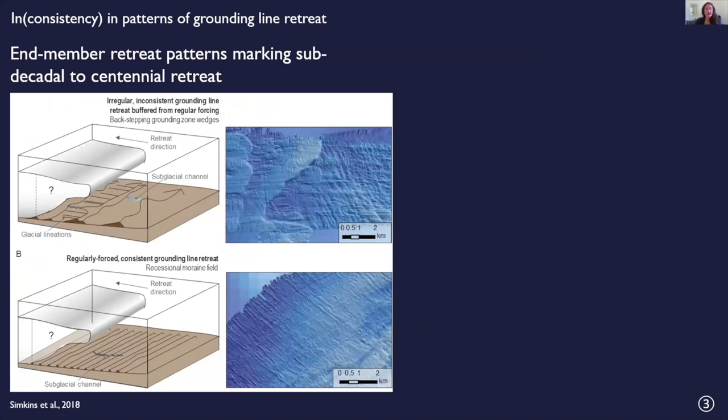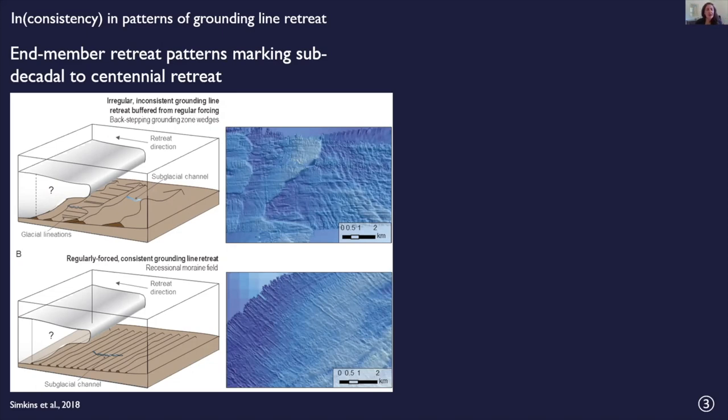Now we can think about what these ice marginal features mean for patterns of retreat that can tell us about inconsistency or consistency, or you can think of that as the predictability of grounding line retreat. And so we really see that there are two different styles of retreat. These are examples from the Ross Sea, where we have this irregular, inconsistent grounding line retreat that is indicating some sort of modulation of a forcing that's causing retreat. So you get these longer periods of stability, you get variable retreat magnitudes.